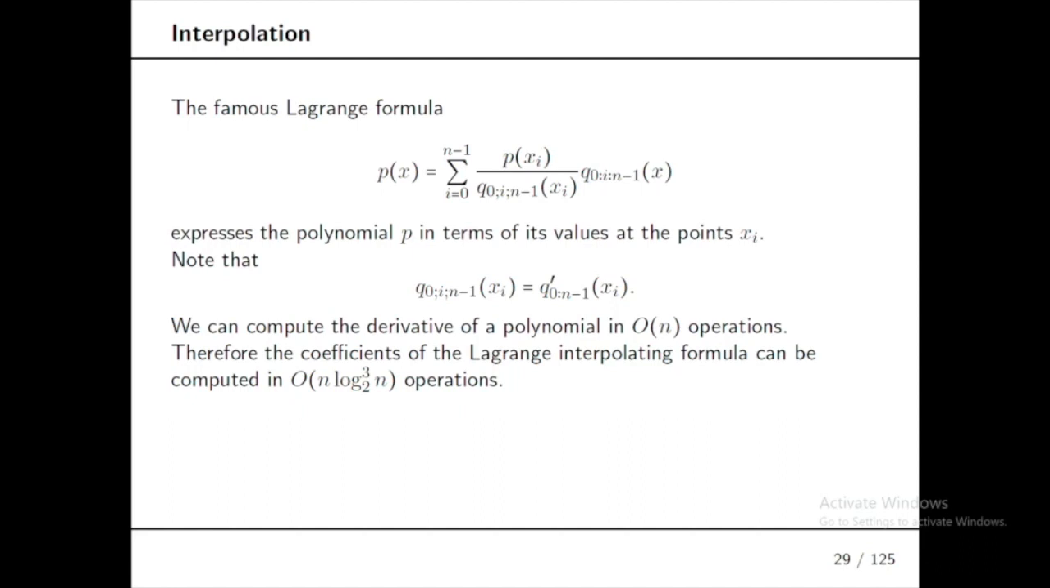Given a polynomial in monomial basis, we can compute the derivative in linear time, right? We just differentiate term by term. It's actually O of n operations to compute the derivative. But once you compute the derivative, then we just evaluate that polynomial at x0 to xn minus 1. But I already said how to evaluate polynomials in n log squared n flops, or n log cubed n flops. So that's the whole complexity.